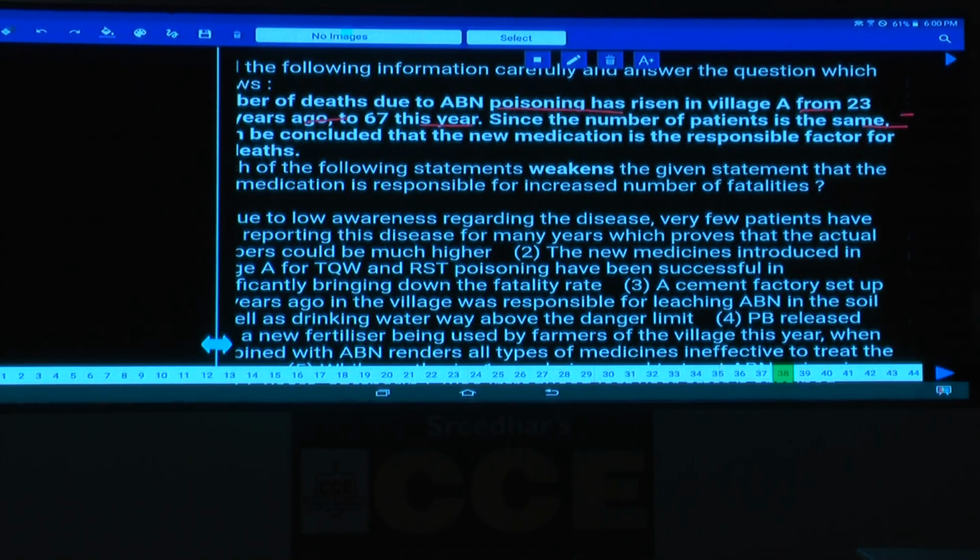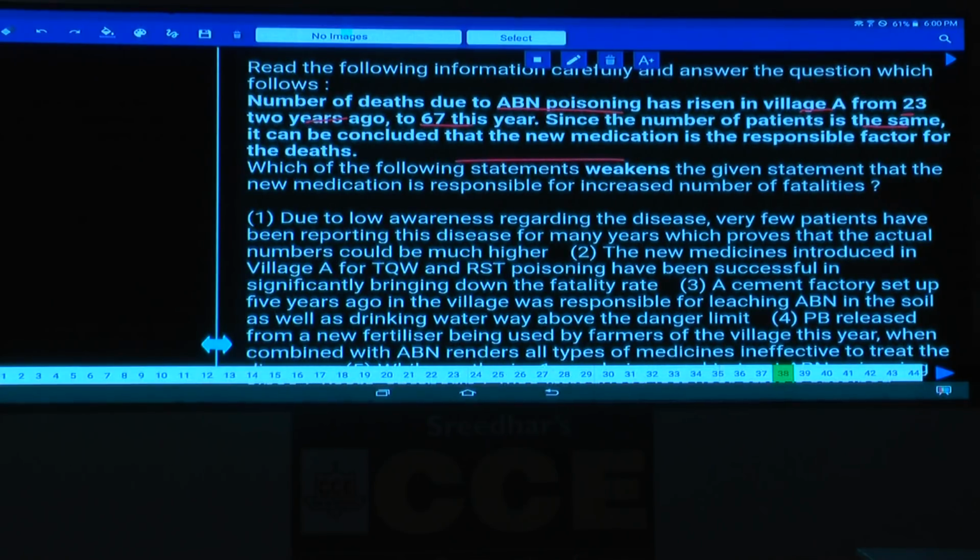Then it can be concluded, now underline this word concluded, it can be concluded that the new medication is the responsible factor for the deaths. What is the reason behind these more and more deaths? Because there is a new type of medication going on. Because of that new medication, these people are dying. That's the conclusion that has been given.